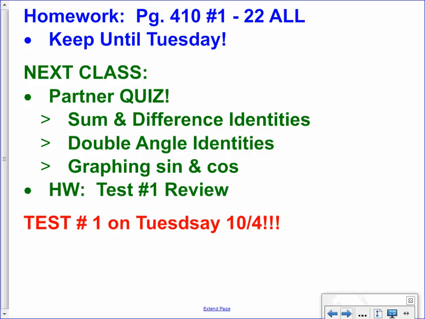Again, next class, you're going to pick a partner and do a quiz. Since there's 21 of you, there's going to be one group of 3. The quiz is going to be on sum and difference, double angles, and graphing, so pretty much all of that. There shouldn't be any questions on odd and even. Odd and even was just a study in what happens with sine and cosine functions. Your test is Tuesday, so the homework on Friday will be to do the review. We'll review and then take the test on Tuesday.